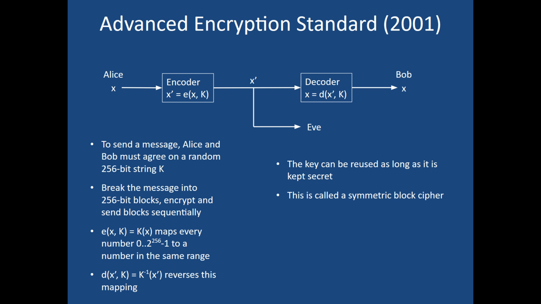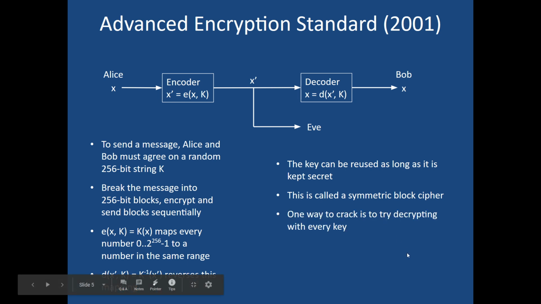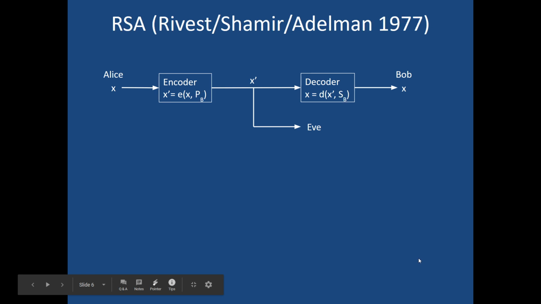We've somehow got to communicate the key. If you want to send your credit card number to Amazon.com and you want to encrypt it with AES, somehow we've got to agree on what key to use in a way that Eve can't intercept. So that's the problem. So we'll come back to that problem.